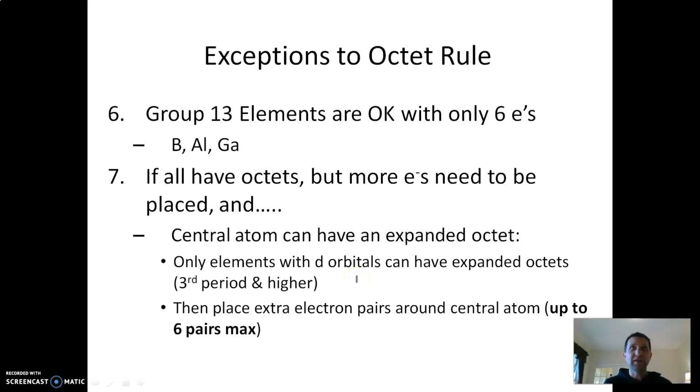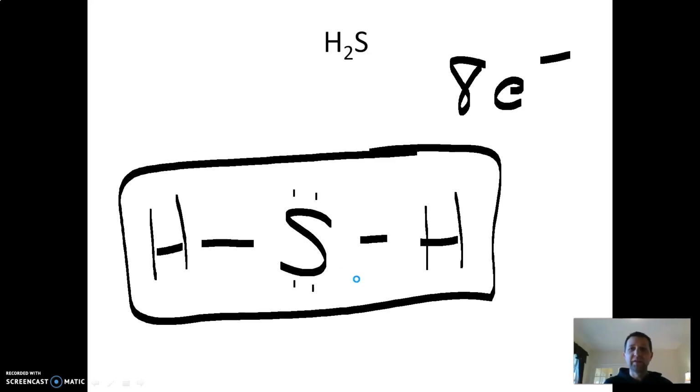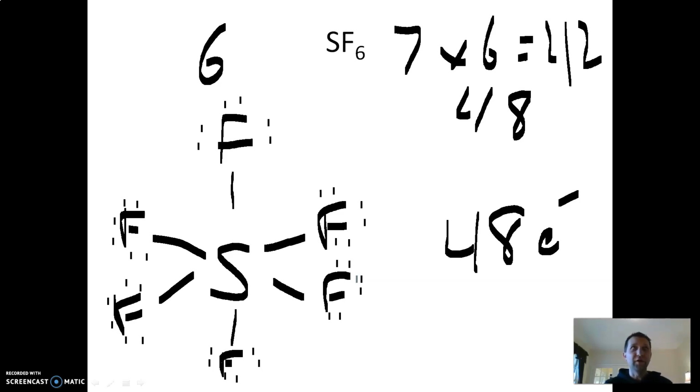If you look at sulfur on the periodic table, sulfur is in the 3rd period, the 3rd row. Sulfur's configuration ends in 3p4. Because sulfur is in the 3rd level, you can have an expanded octet here. You cannot have an expanded octet for anything in row 1, so that's hydrogen or helium, or row 2, which is lithium all the way through neon. Those will not be allowed to have expanded octets.